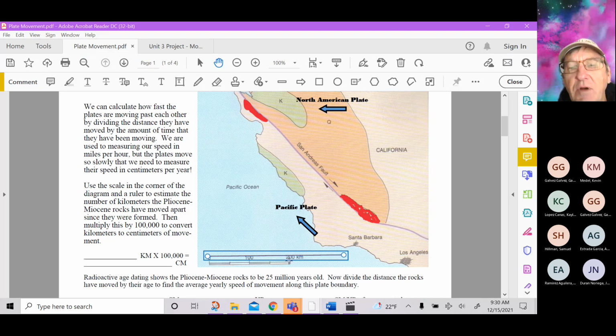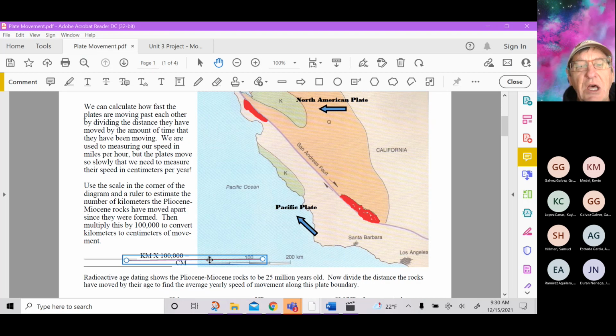So I'm going to try to grab this line right here, and right where that little cross is, I'm going to line that up with the 0 and let go. See how that moved the line?